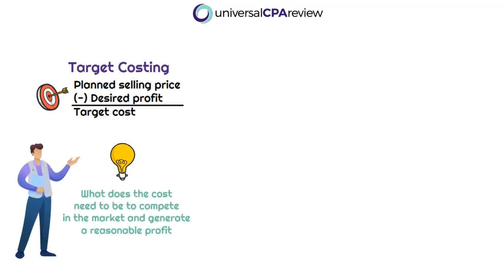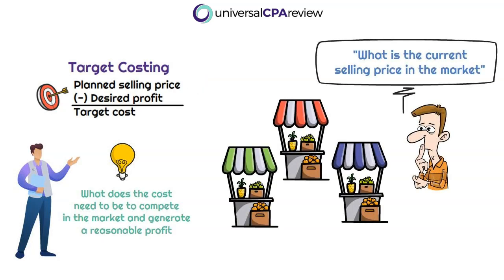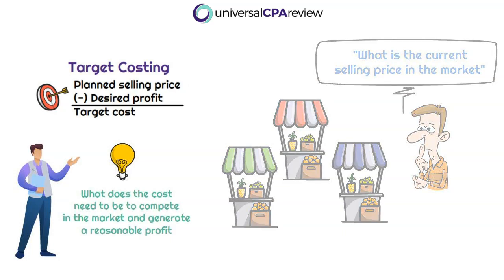The last method here is called target costing. And instead of determining what the selling price needs to be, what we're going to do here is determine what the cost of a product or service needs to be in order to earn a desired profit. Right? So we can see the formula says planned selling price. Well, that is what the company plans to sell it for. Usually it would be dictated by existing prices in the market or what they think they can sell it for.